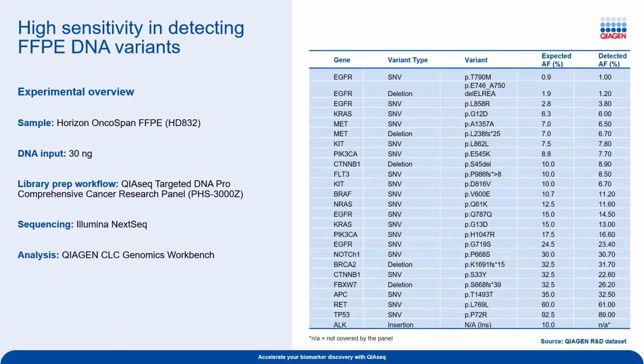So as you can see in the table here, we're able to detect all of the variants at the expected frequency. So this ranges from 1% variant allele frequencies all the way to 90% variant allele frequencies.